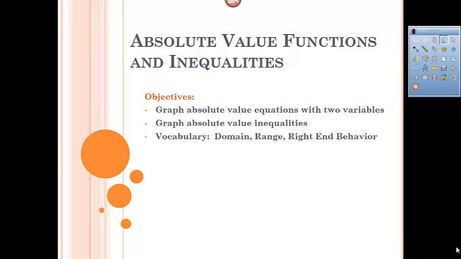This is absolute value functions and inequalities. Objectives for this lesson are going to be graphing absolute value equations with two variables, graphing absolute value inequalities, which is going to involve shading, and you also have vocabulary, which is domain and range, which is from Algebra 1, and right-end behavior, which is a little bit of new stuff as well.